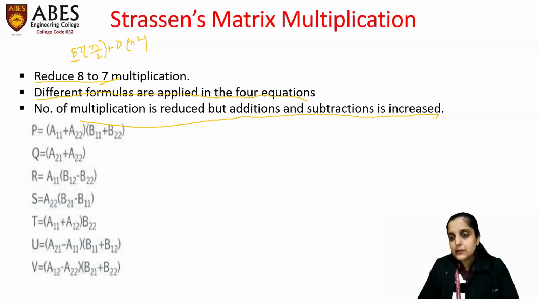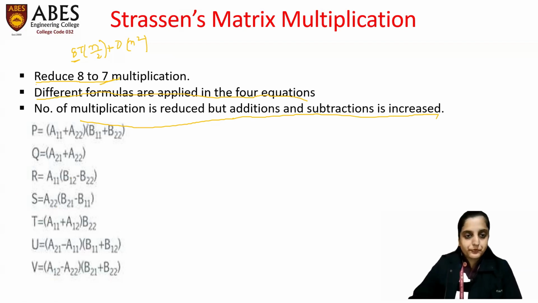So these are the formulas that we have to use. And in your university exams, you are going to get a simple question of a 2 cross 2 matrix only. They will not give you a 4 cross 4 matrix for sure. They'll provide you two matrices A and B, and you have to apply Strassen's matrix multiplication. So you have to apply these simple formulas which are given on your screen. You can pause this video and note down these formulas, because these will help you to solve all the numericals.